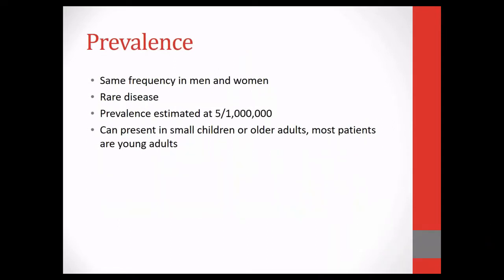PNH has the same frequency in men and women, and it is a very rare disease. The prevalence is estimated at 5 in 1 million. It can be present in small children or older adults, and most of the patients are young adults.